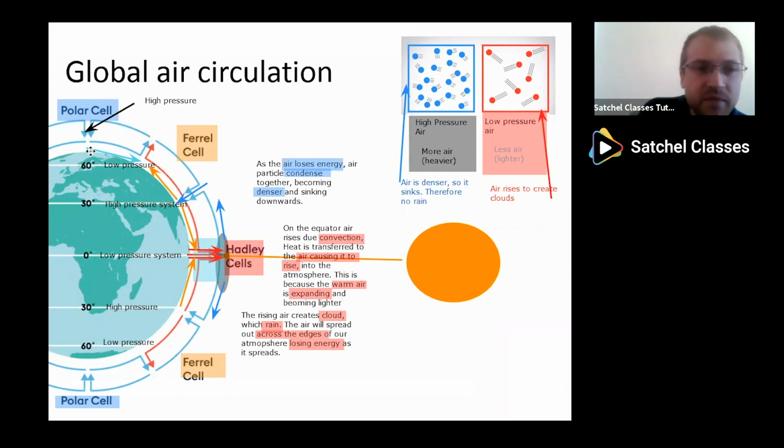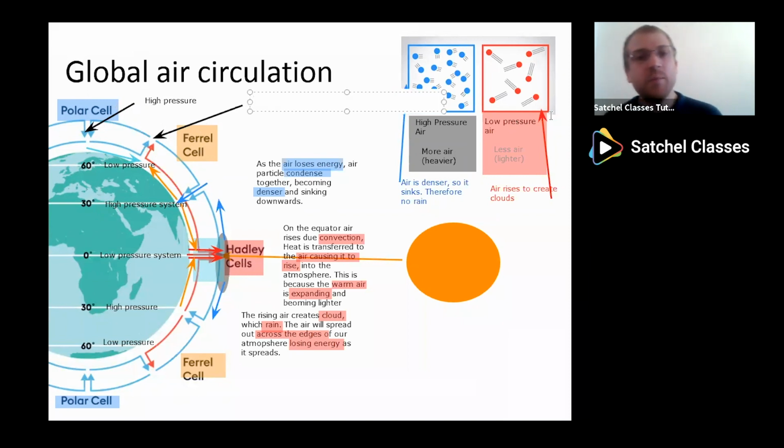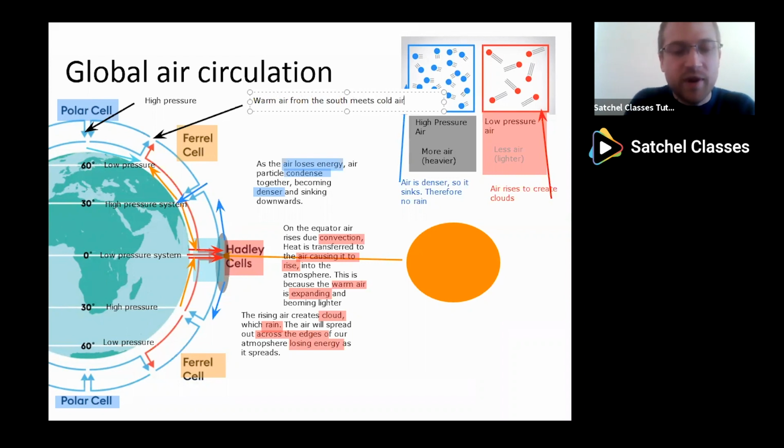So air is sinking at the Arctic, which means there's not going to be much precipitation. It's basically just cold because of the latitude, the fact that it's further away from the intensity of the equator. But we can see air is sinking, so it's going to plug in that gap where air is rising. But here, at this point, we can see that we've got air rising where we get warm air from the south and the cold air from the north meeting. Now this will cause air to rise, but it'll be a little bit different. So warm air from the south meets cold air from the north.